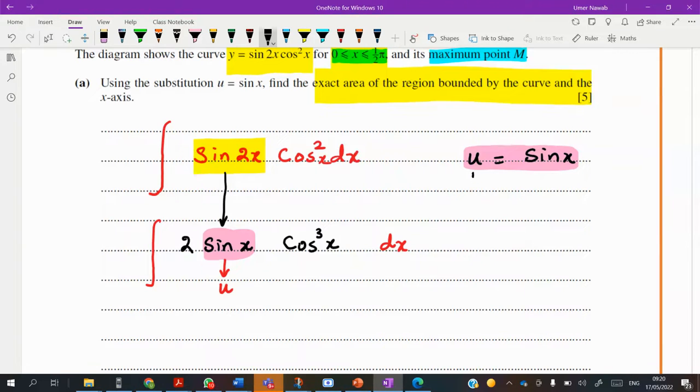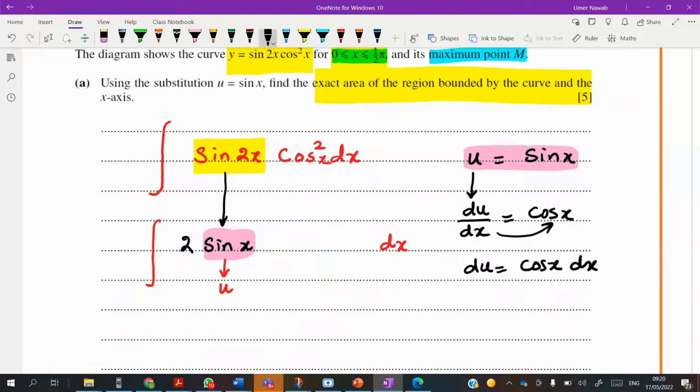Now the next procedure is I need to take the derivative. So du by dx is equal to cosine of x. Done. Send the dx to the other side. So du is equal to cosine of x dx. Now, my friends, definitely you will be saying, sir, I have cosine of x, but over there we have cosine cube of x. No worries, you can again write the cosine square of x here, and the cosine of x, because the double angle identity was 2 sine x cosine x. Now this thing, cosine of x dx, is equal to du.